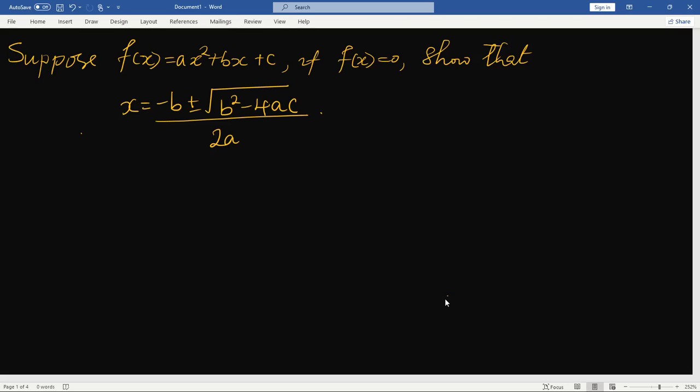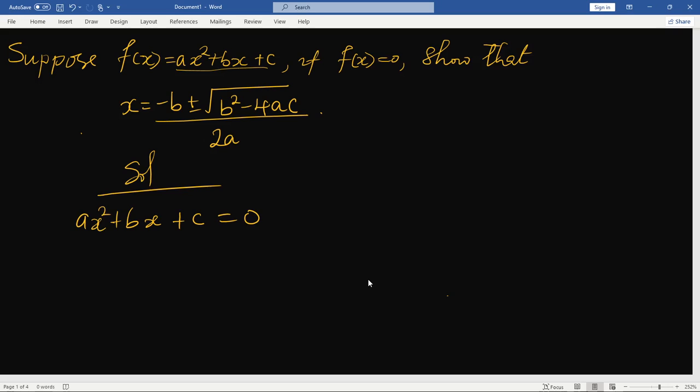Okay. So basically here what we're going to do is we're going to try to derive this formula that we have here, which is the quadratic formula. Now, if f of x is equal to 0 here, we're going to equate this expression equal to 0. So this is the solution here. So we're going to say ax squared plus bx plus c equal to 0.